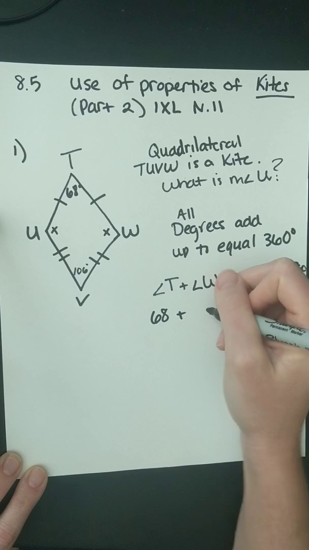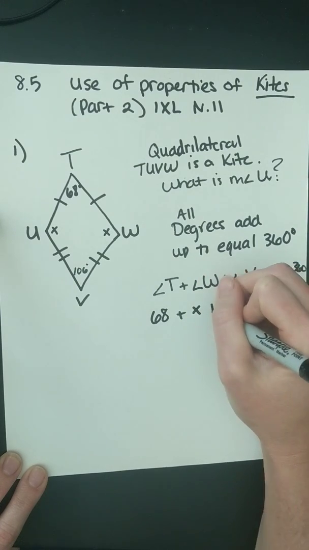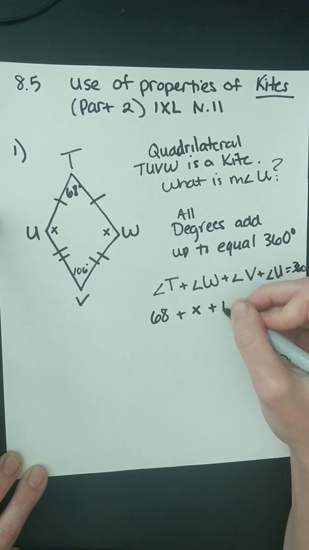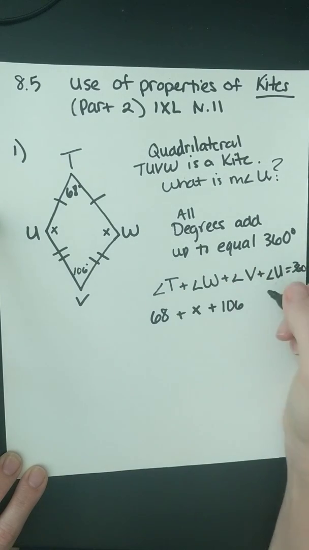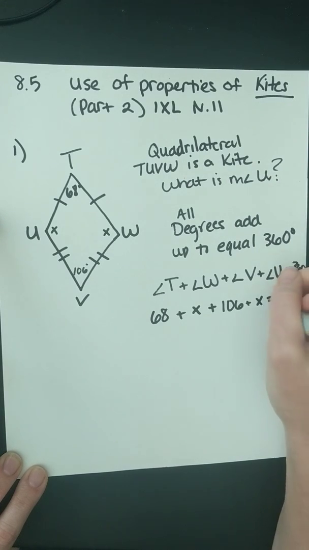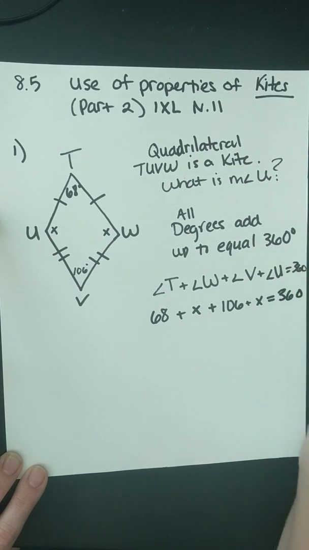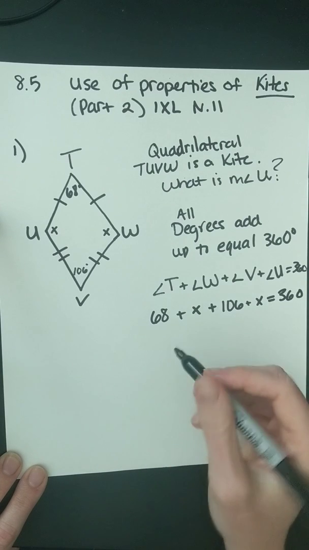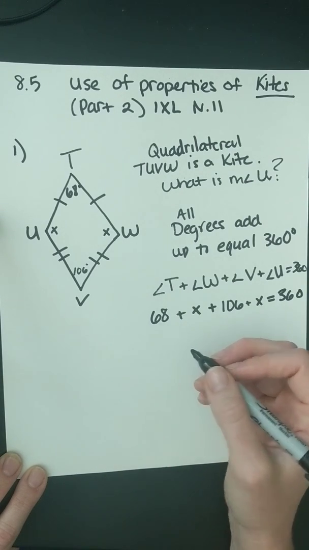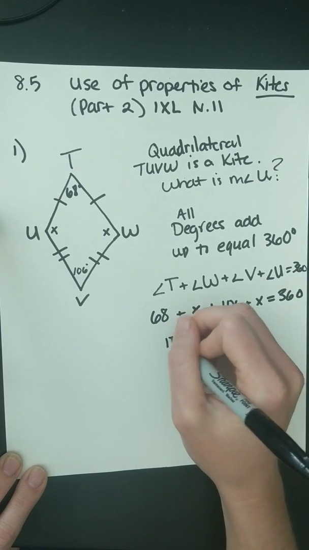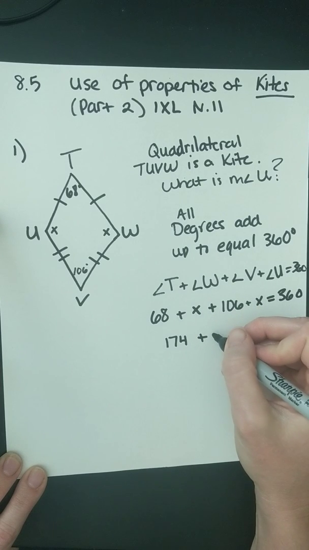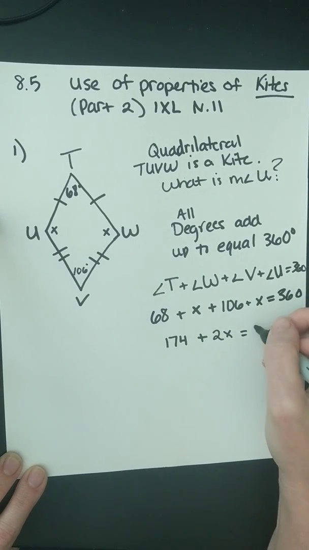68 plus angle W, we just put an X in there because there's one of them and those are both the same. Angle V is 106 degrees from the diagram. U is X, and that should all add up to equal 360. So simplify, 68 plus 106 will be 174 plus, and then we have 1x and another x, so that's 2x equals 360.